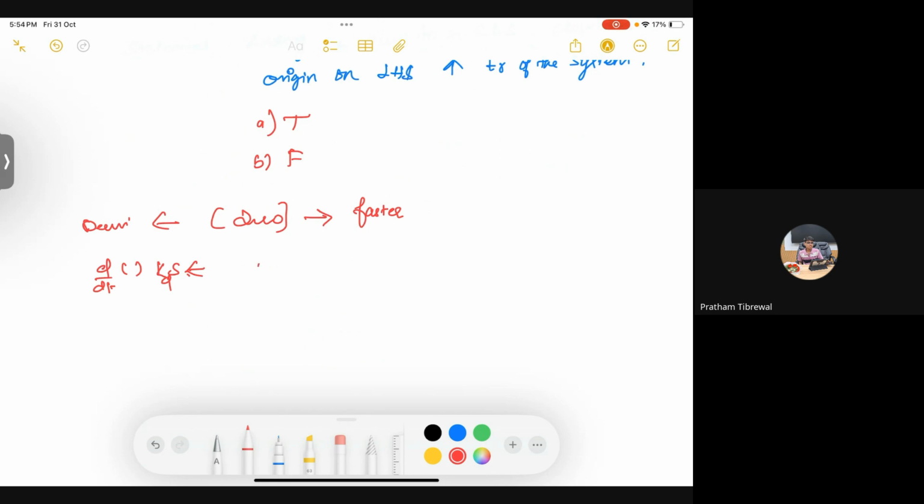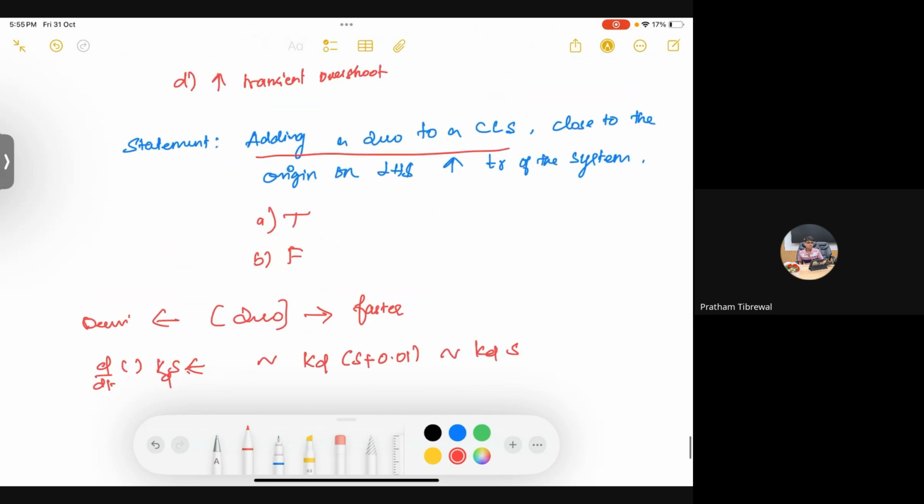Similarly, that's why I made a statement that adding zero at the origin, nearly to the origin. So Kd into (s plus 0.01), I'm considering this as Kd s. So this is actually a derivative control. Adding zero to the closed loop system close to the origin is a derivative control. So derivative control in general improves the response, or it makes the system faster, while integral control makes it slower, right? So this makes it faster. So if the response is faster, your rise time will automatically reduce when compared to the uncompensated system. That's why the statement is false.